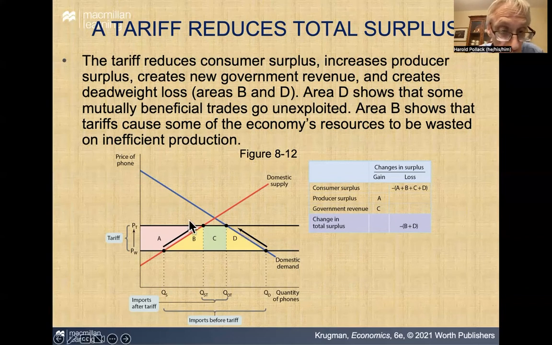But producers do gain substantially, this trapezoid A. That's a big win for the producers. So if the producers have a lot of political influence, you could see how they might push for that. But clearly, in an overall macro sense, from the point of view of the entire economy, a tariff is a very inefficient thing. And there's a whole variety of reasons why tariffs are often a bad idea, but we nonetheless deploy them quite a bit because of the politics of trade.